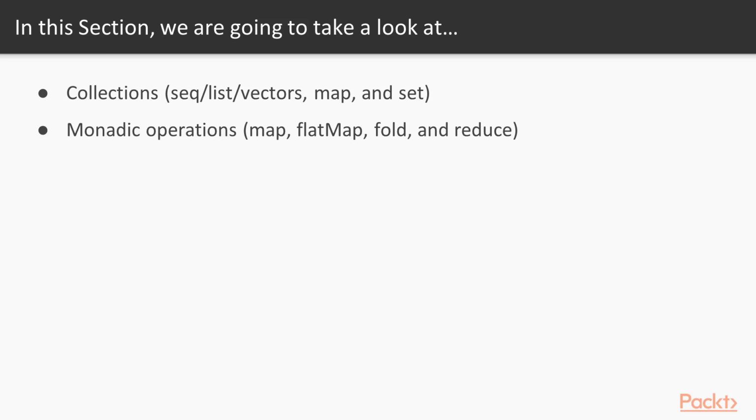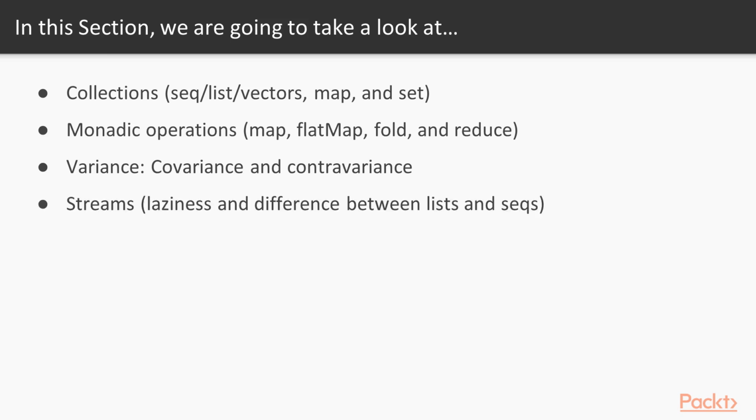Then we'll be looking at the monadic operations like map, flatMap, fold, and reduce that are available on those functional collections. The third video will be about variance. We'll be focusing on covariance and contravariance, and we'll understand those types together with collections as well. Finally, we'll see how to make our collections lazy, and those collections will be called streams. We'll be focusing on them in video number 4.